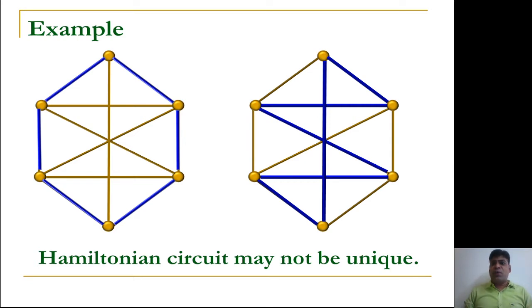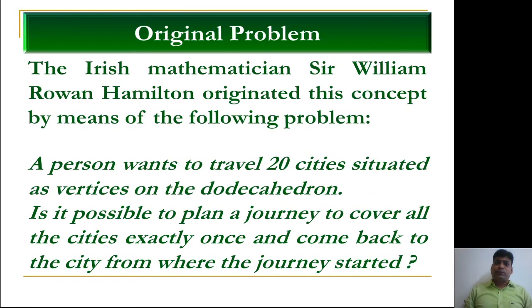So this is a graph where we have shown two different Hamiltonian circuits. Now it may happen you get more than two. So depending upon the graph, you can get different Hamiltonian circuits for the graph. Now what is the main origin of this Hamiltonian circuit, or what is the original problem that has an important role in working out this concept?